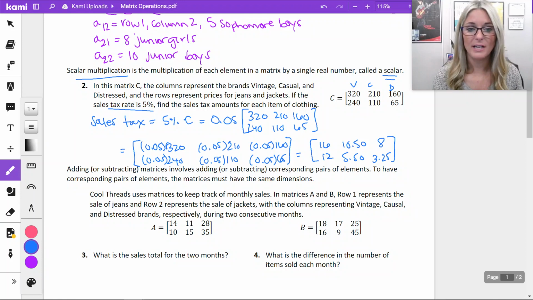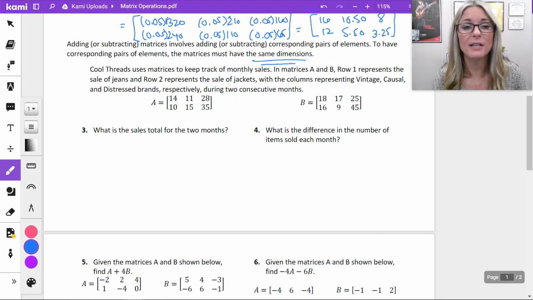Adding and subtracting matrices involves adding or subtracting those corresponding pairs of elements. To have corresponding pairs of elements, your matrices must have the same dimensions, so same rows, same columns. So our example continuing here, Cool Threads uses matrices to keep track of those monthly sales. In matrix A and B, row 1 represents the jeans, row 2 represents the jackets, and with columns representing those vintage, casual, and distressed brands, respectively, during 2 consecutive months.